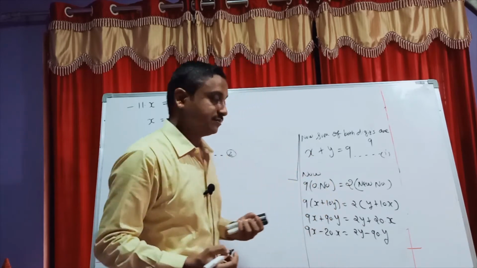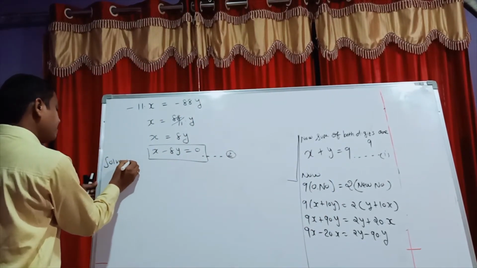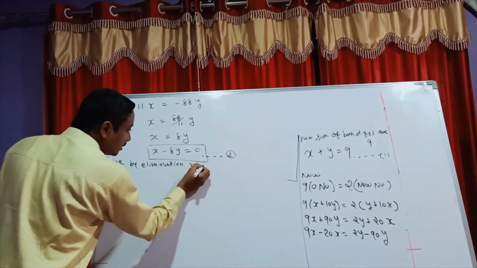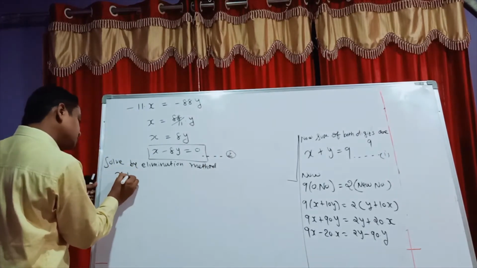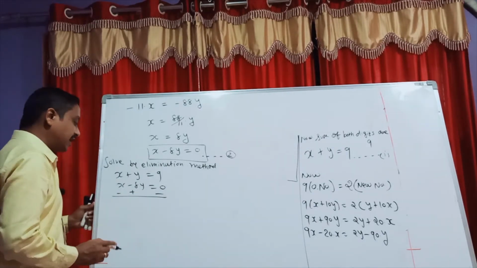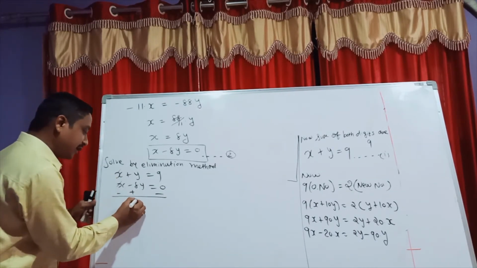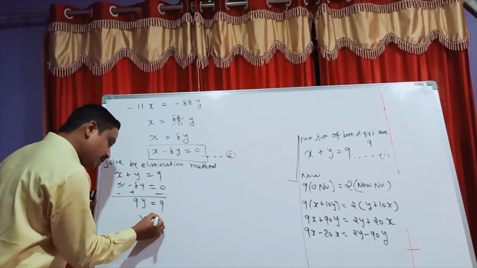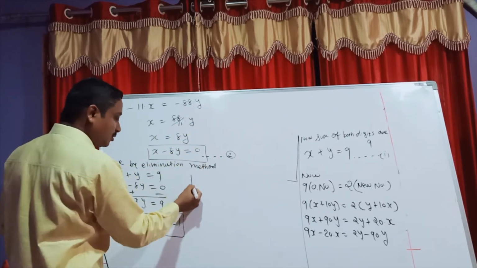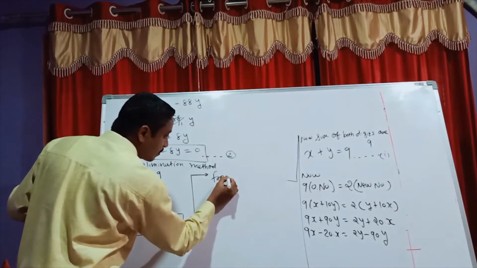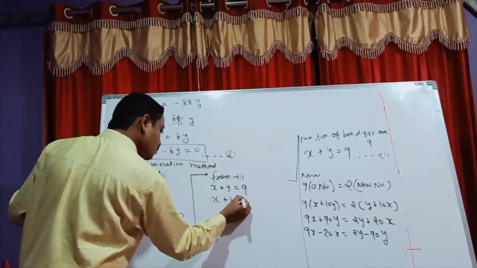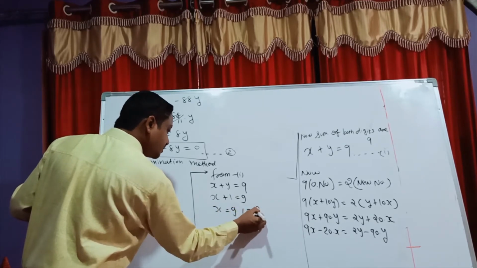Now solve by the elimination method. First equation is x plus y is equal to 9. Now students, it's a very easy method. Here minus, here plus, and these two cancel. I have only 9y is equal to 9. Y becomes 9 by 9, it is 1. And this value we apply in either 1 or 2. I go to the first. From 1, x plus y is 9, so x is 9 minus 1, 8.